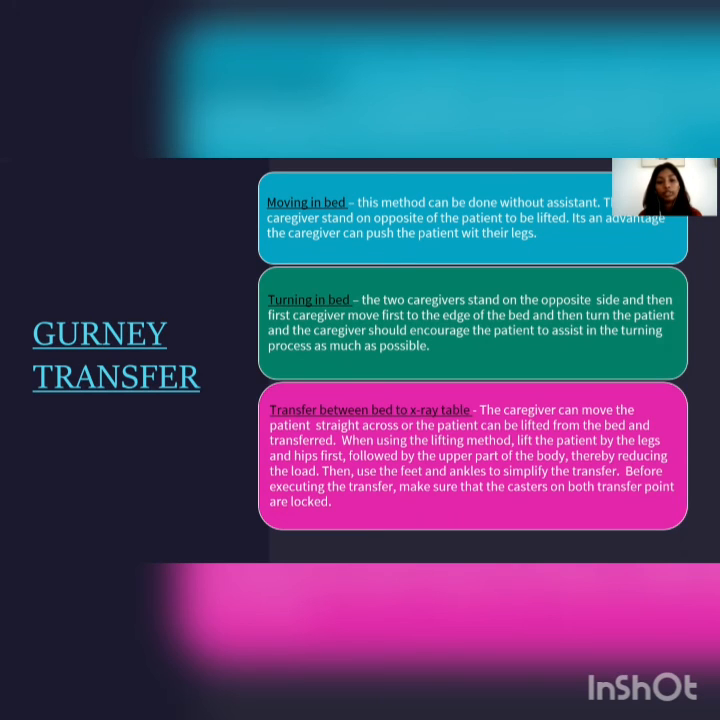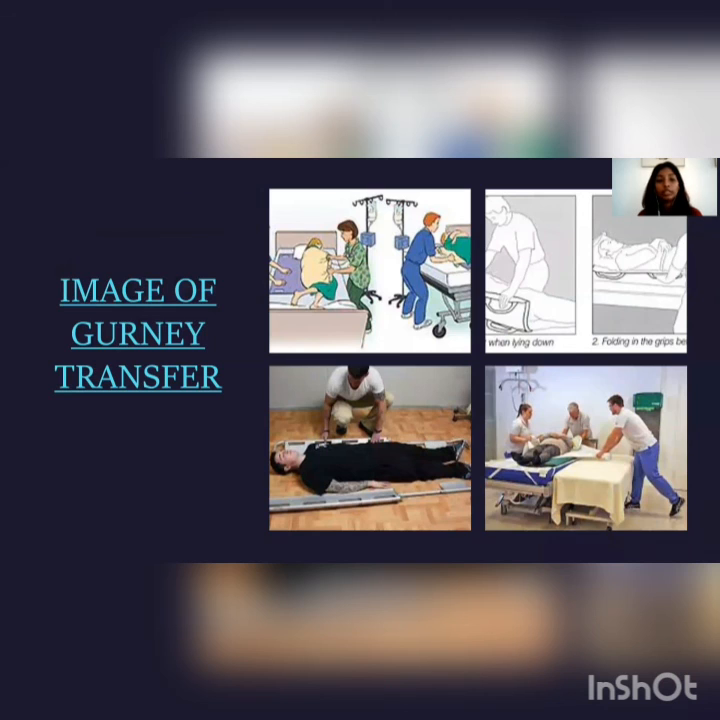The caregiver can move the patient straight across, or the patient can be lifted from the bed and transferred. When using the lifting method, lift the patient by the legs and hips first. This is to make sure that the patient is in the right position, followed by the upper part of the body, thereby reducing the load. Then use the feet and ankles to simplify the transfer. Before executing the transfer, make sure the casters on both transfer points are locked. This is to make sure that the trolley doesn't move during the process of transferring, and it's for the safety of the patient. These will be the images of gurney transfer.